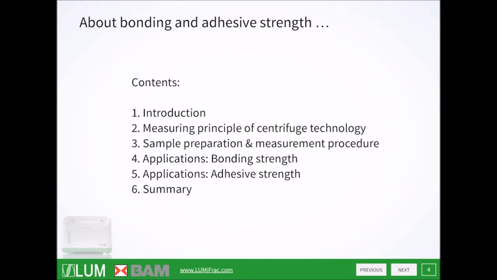Here you have the contents. We are starting with a short introduction, then we will focus on the measuring principle and centrifuge technology. Especially, of course, we will try to explain the preparation of the samples and the measurement itself. Finally, we will show you some applications: on the one side, bonding strength determinations, and on the other side, adhesive strength determinations. And finally, we will have a summary. So here I will stop and hand over the mic to my colleague Uwe Beck.